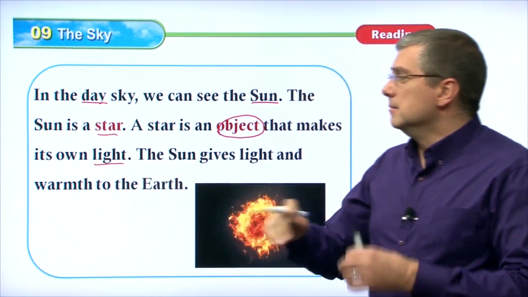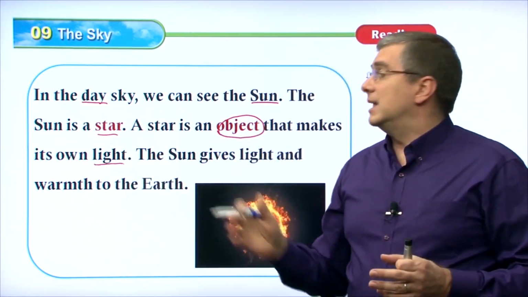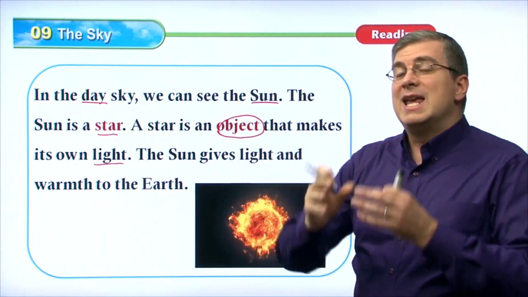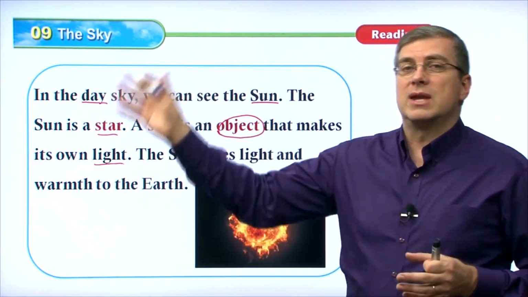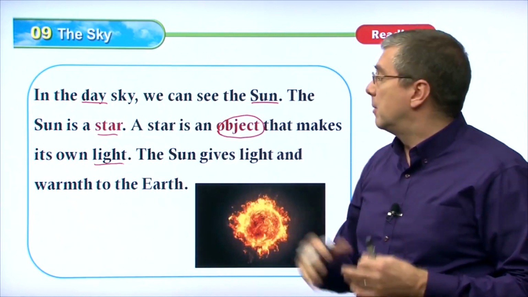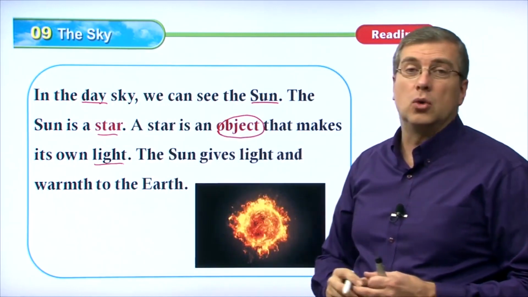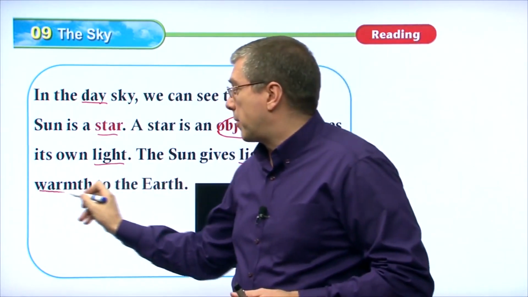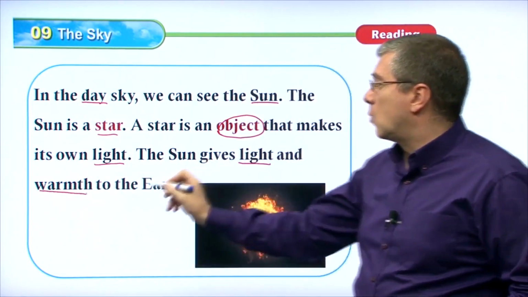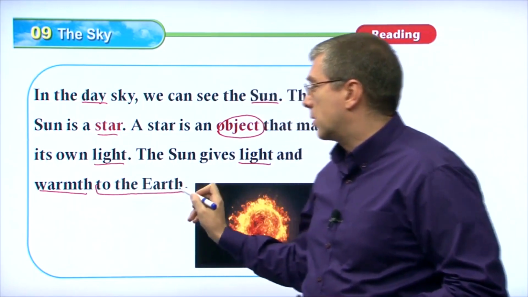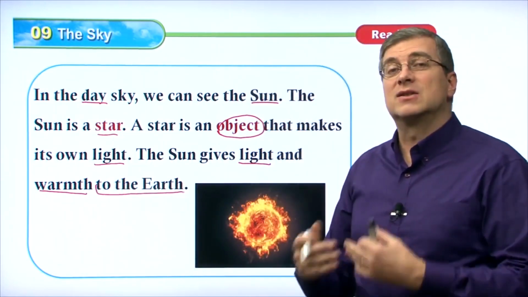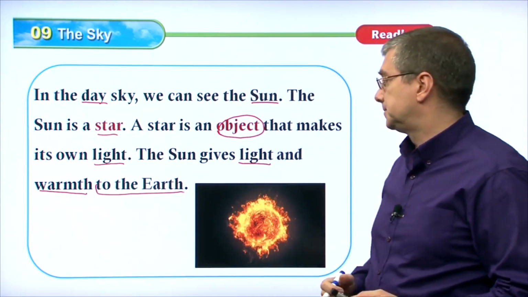So like I said, all the stars are making their own light. It's just that the sun is so close and giving us so much light, its light is too powerful for the other stars. We can't see them. But all stars give their own light. The sun gives us light, it gives us warmth. So the sun gives light and warmth where? To the earth. It's the star that's closest to the earth.